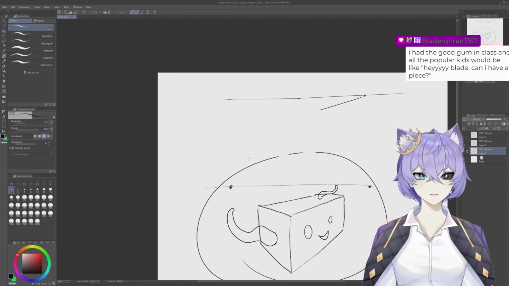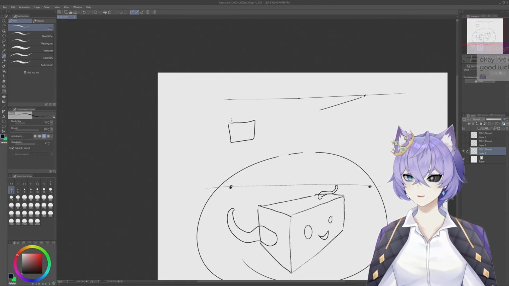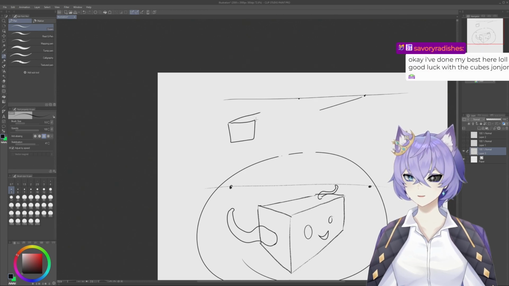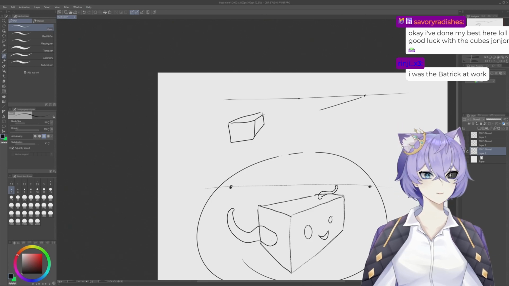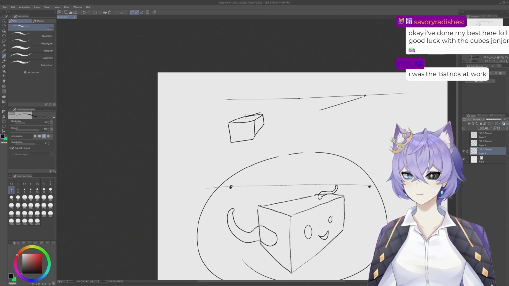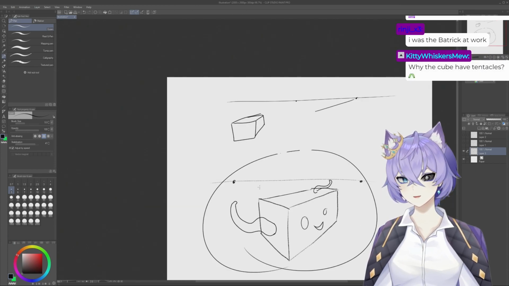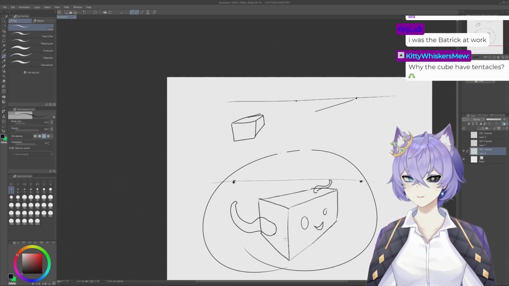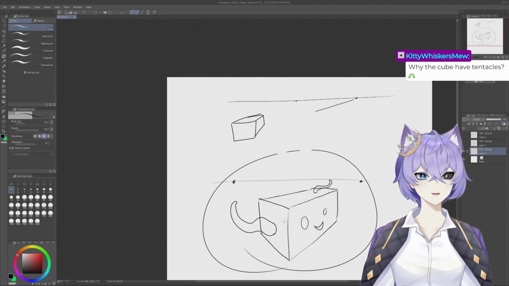All right, let me see. One point perspective. So the cube would be like this, and then you would have the lines going like that. Which, yeah, that could actually work. I do like this kind of sideways facing one. I've done my best here.